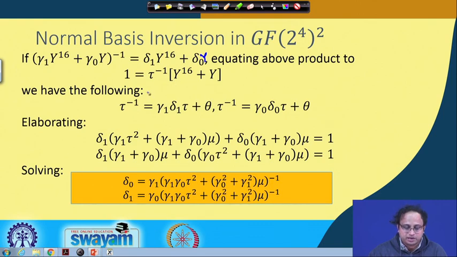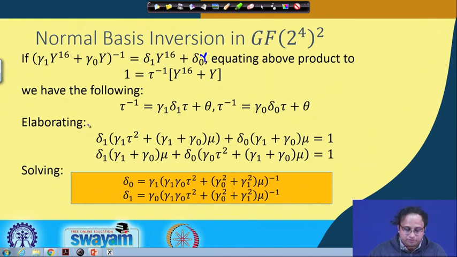So therefore I can match the coefficients of y power of 16 and I can match the coefficients of y separately. Therefore, tau inverse, which is the coefficient of y power of 16, will be equal to gamma 1 delta 1 tau plus theta, and tau inverse will also be equal to gamma 0 delta 0 tau plus theta. These are two parts.